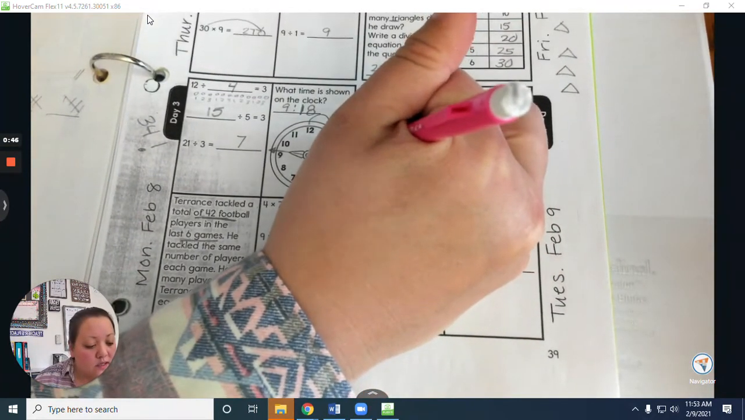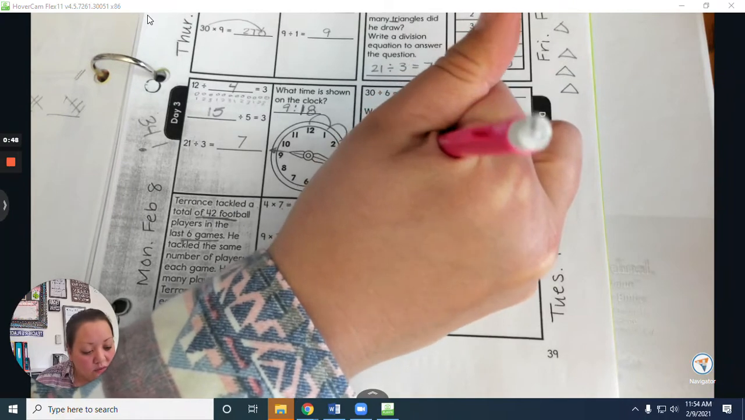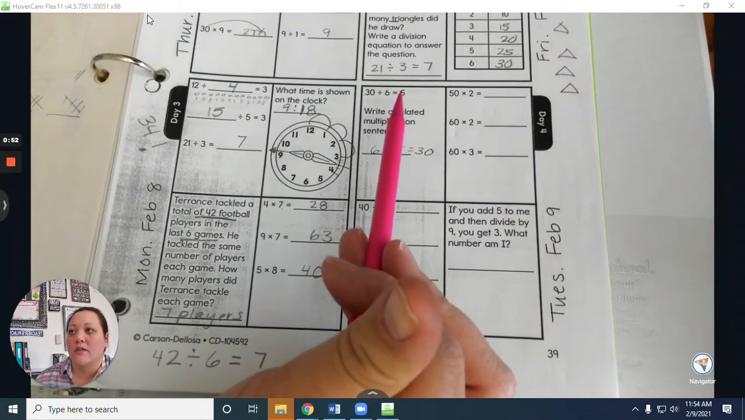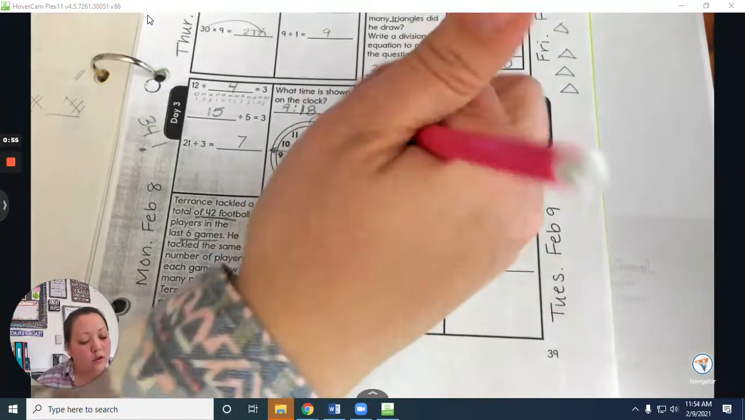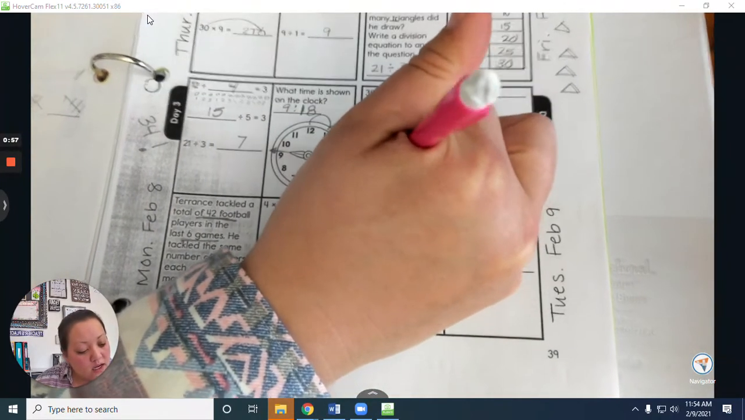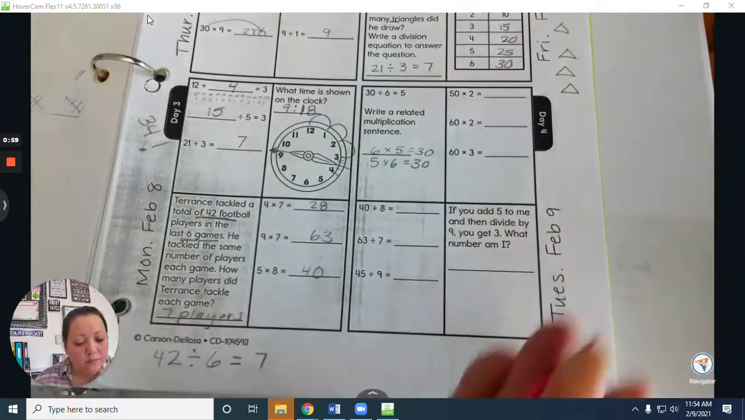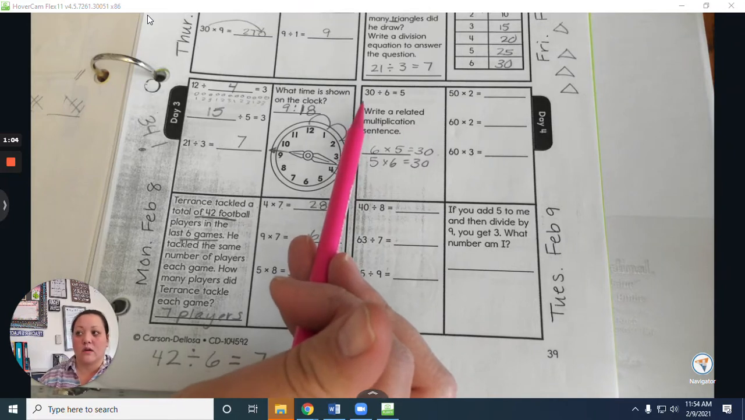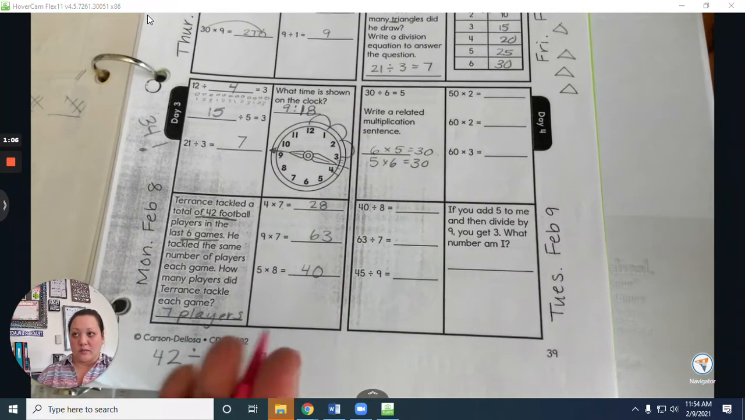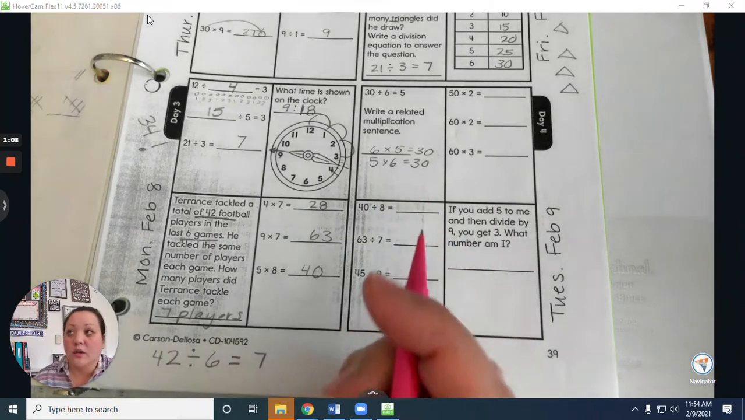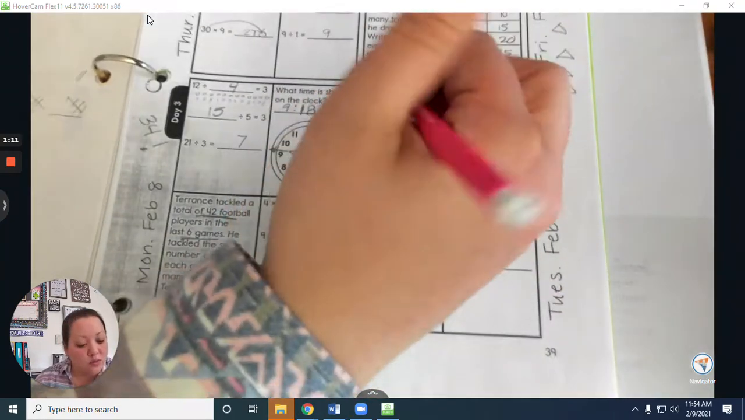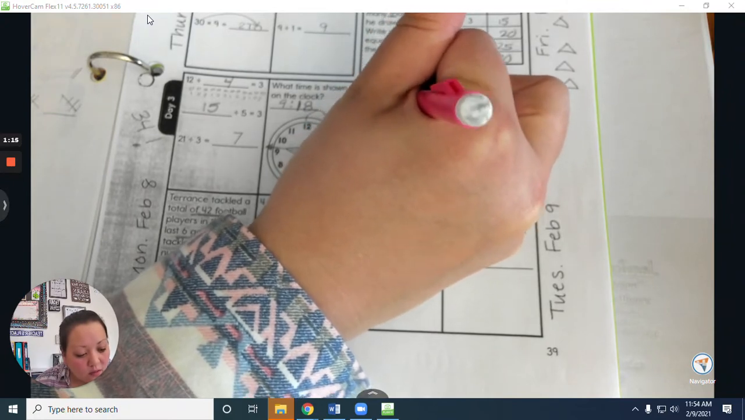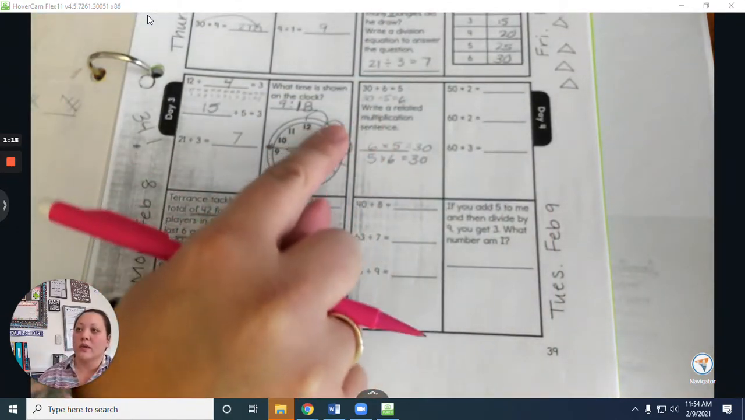So we could say 6 times 5 is equal to 30, right? Or we could say 5 times 6 is equal to 30. So those are the 2 different multiplication sentences that are related to this division problem. And if you want to know another related division problem, just for your own information, maybe 30 divided by 5 equals 6. So there's lots of different ways.